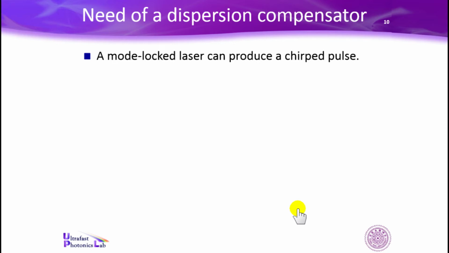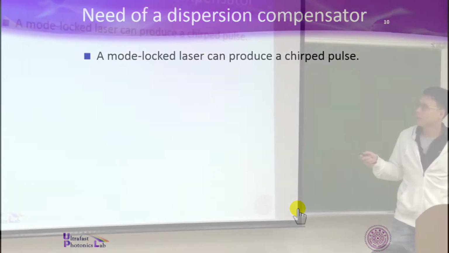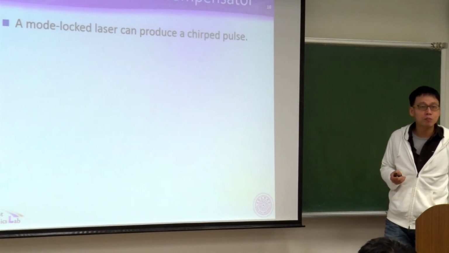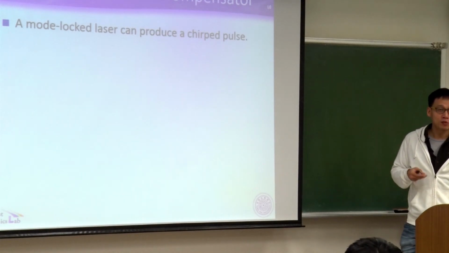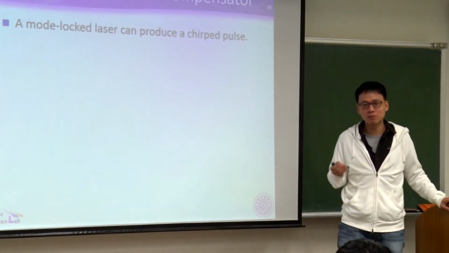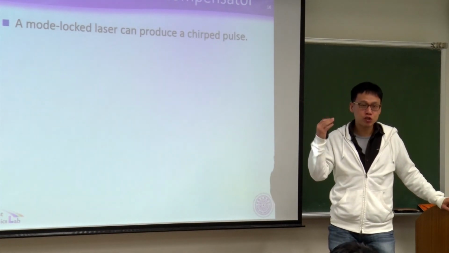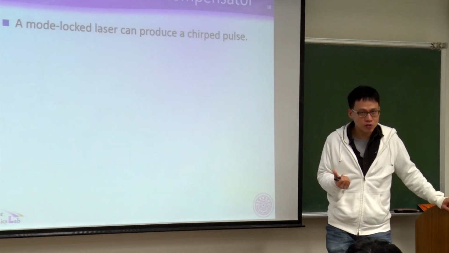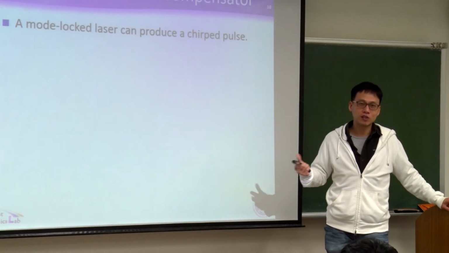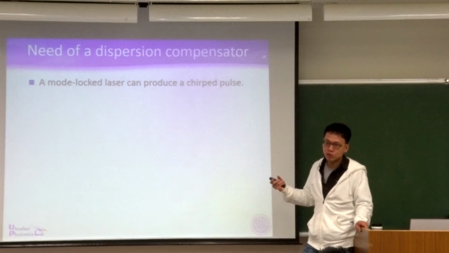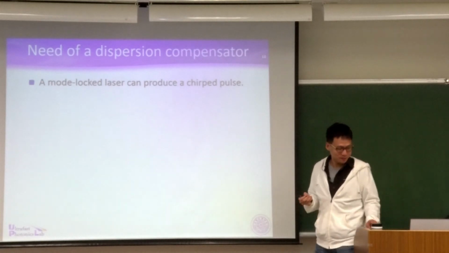Okay, last page of this section. The need for a dispersion compensator. First, a mode-locked laser can produce a chirped pulse. Do you still remember the materials in lesson 4? When we talked about passive mode-locked lasers, the output pulse could be chirped if your cavity has non-zero dispersion and self phase modulation, chirp effect. Your output pulse could be chirped. So in that case, anyway, you need dispersion compensation, right?